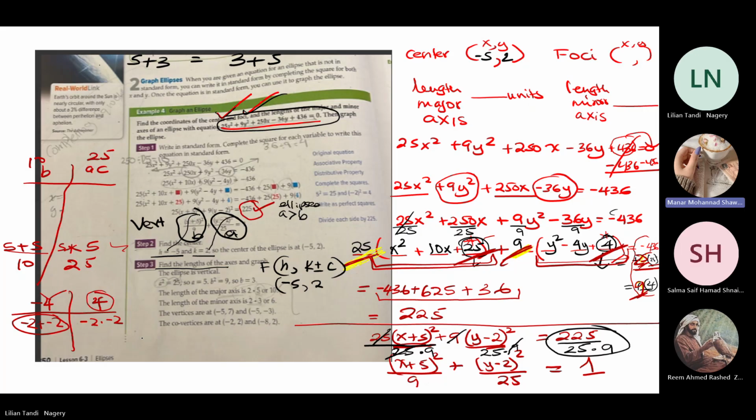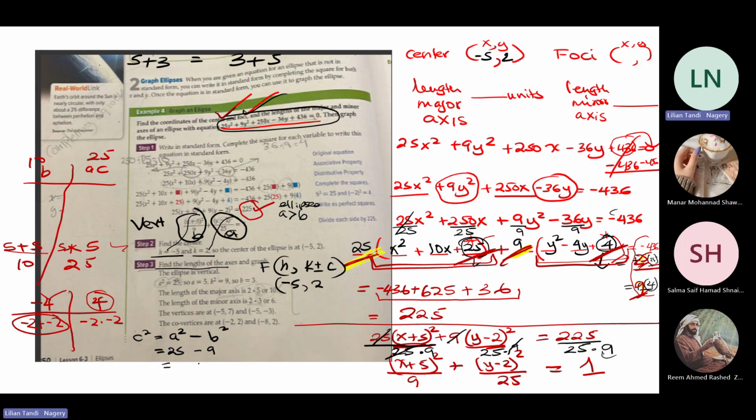Wait, I forget. C squared equals A squared minus B squared. A is 5, B is 3. Here, look, we know the formula is over A squared and B squared. So only 25 minus 9.